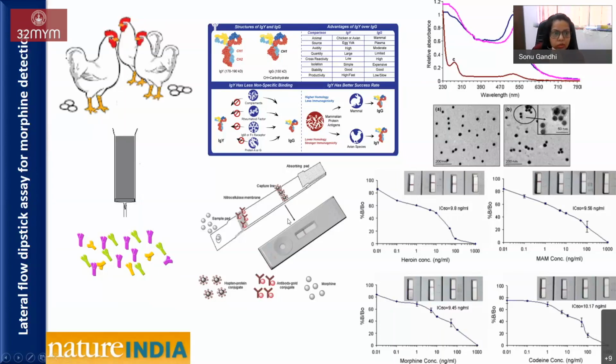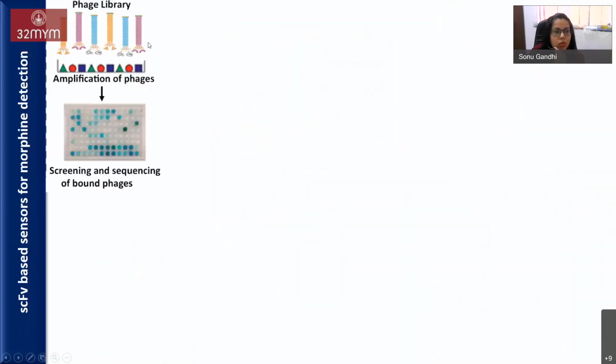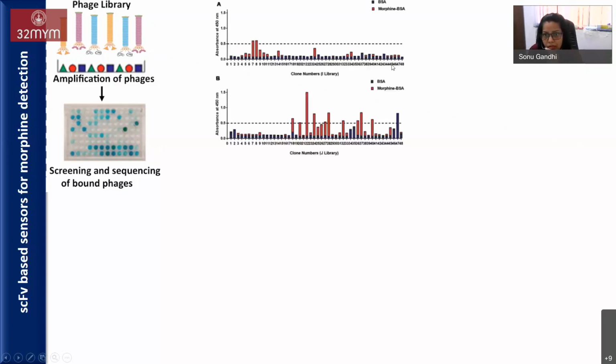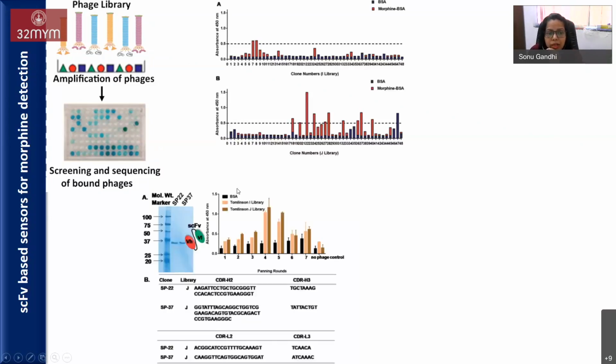To further proceed in this direction, we have used the phage display library. These phages are the bacteriophages that express the protein on their surface. We amplified the phages and did the screening and sequencing of the bound phages. These are the panning rounds that we did through the library, around 48 or 50 panning rounds from each library, and then we selected the highly bound phages from these libraries and checked their purity and sequence.